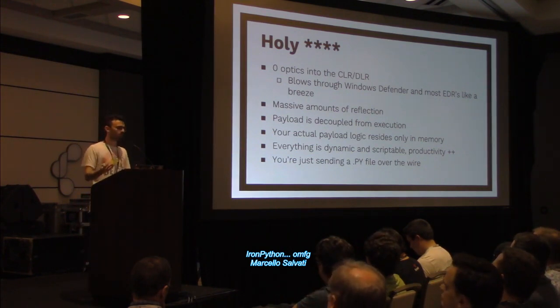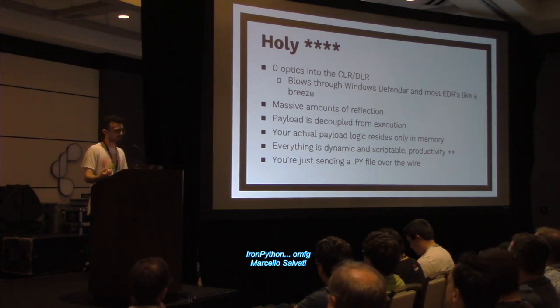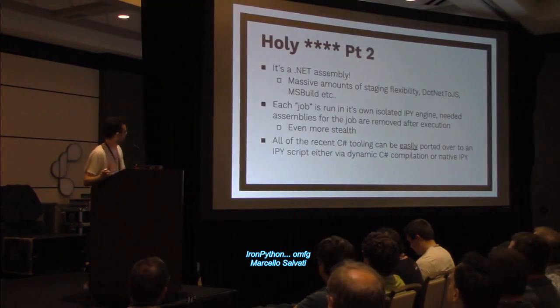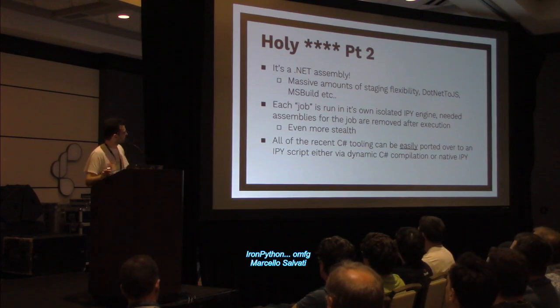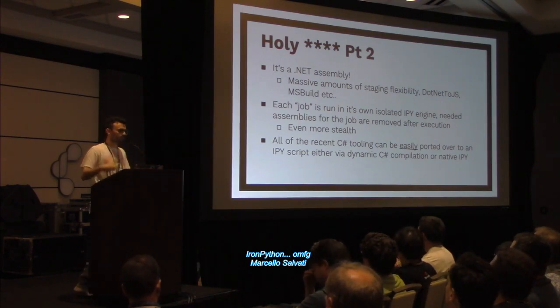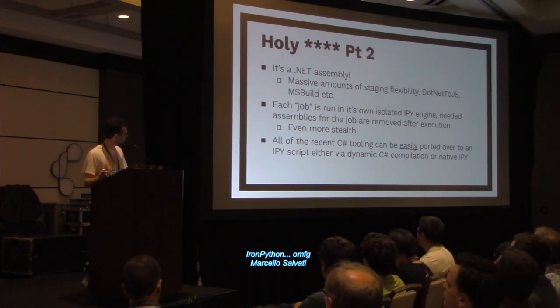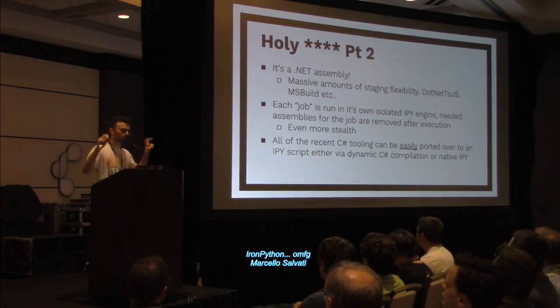Everything's dynamic and scriptable, which means more productivity during red teams, and you don't have to compile your stuff all the time. You're just sending a .py file over the network. That's really all it is. You're just sending a Python source file over the network, which is text, and it's pretty awesome. And it's a .NET assembly, right? So it's extremely flexible in the way you can stage this. You can stage this via .NET to JS, MSBuild, all the stuff that's been coming out recently.